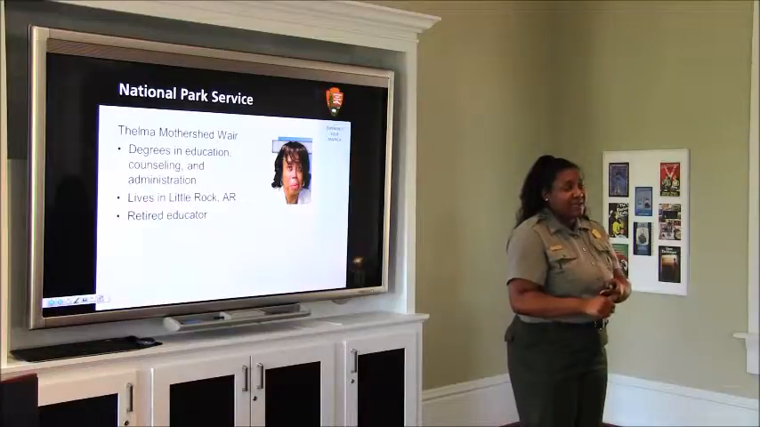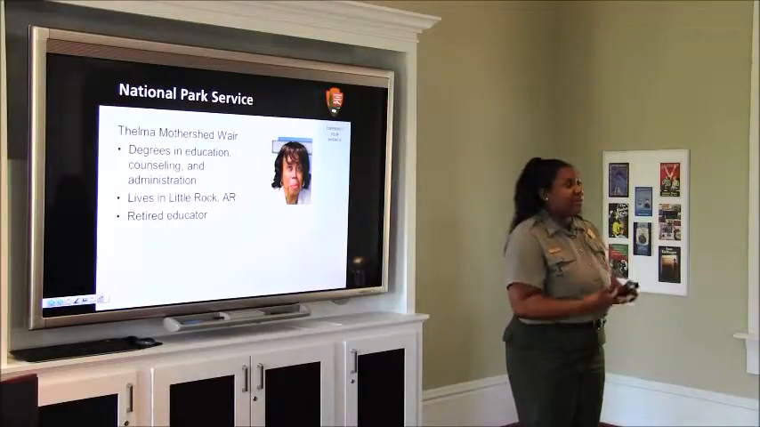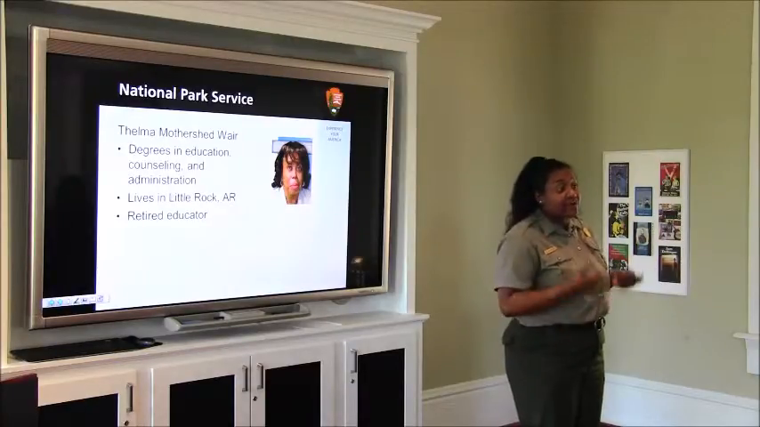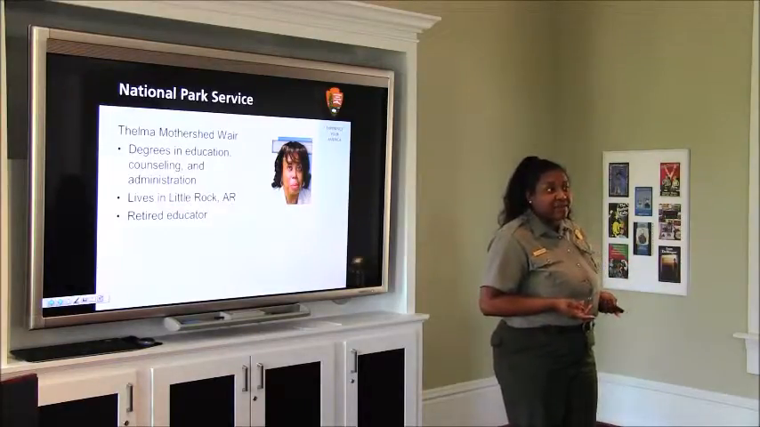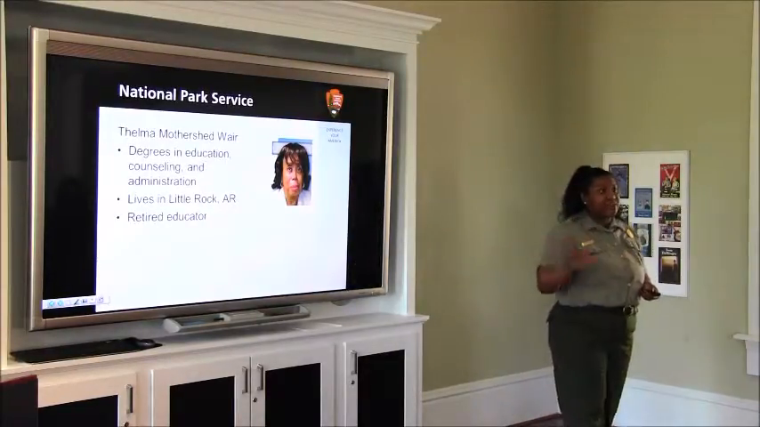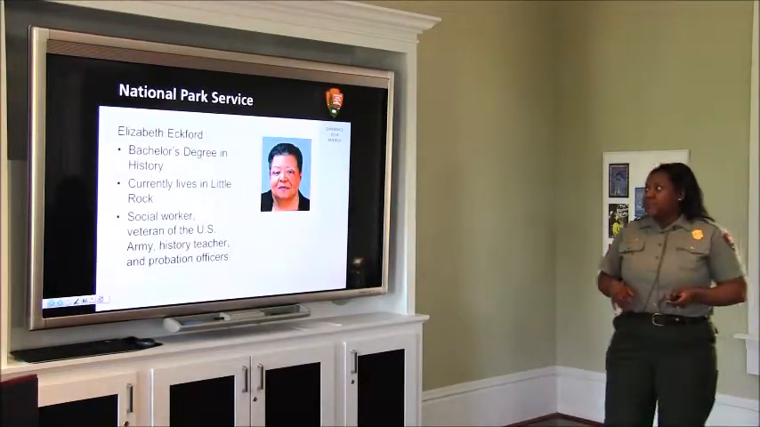So just keep in mind that if you couldn't move around freely, you were not allowed in Central High School either. Or if you were allowed, it was very difficult to move around such a very large school. So she sets the precedent for that movement as well. Elizabeth Eckford.